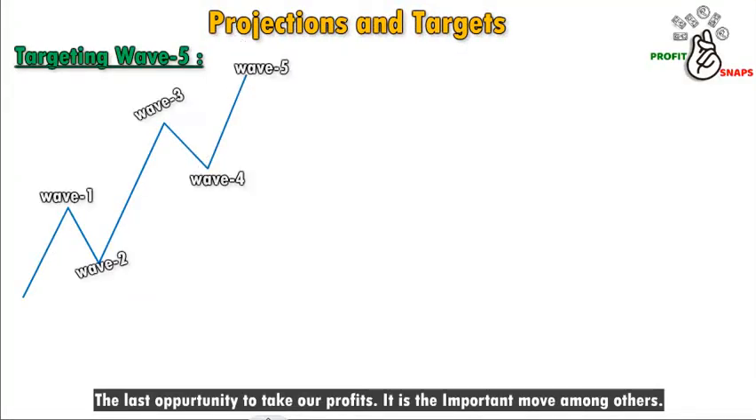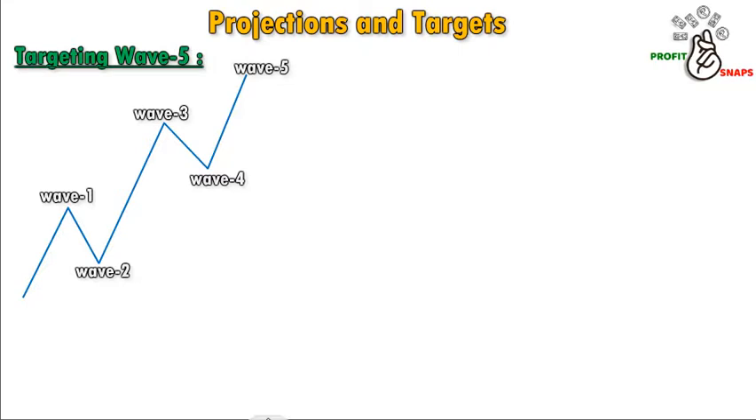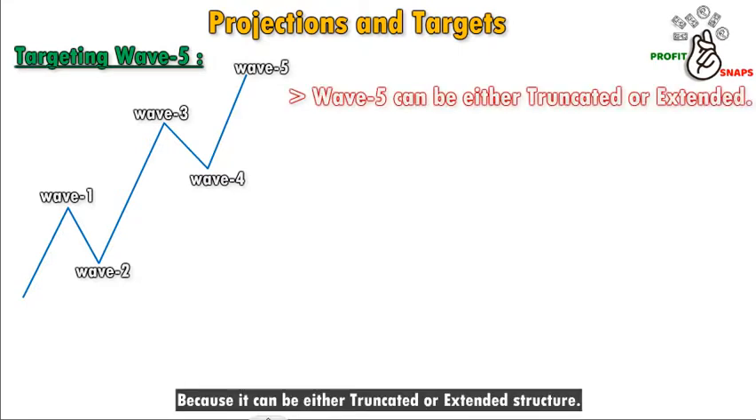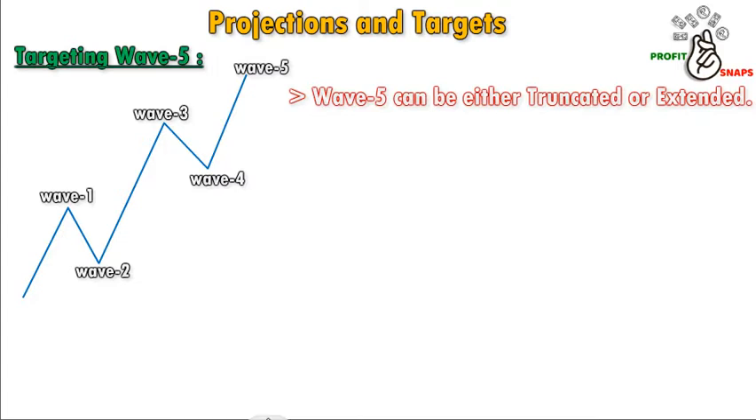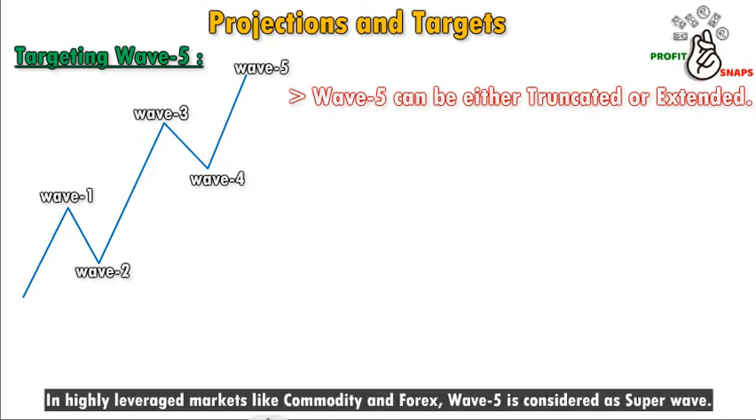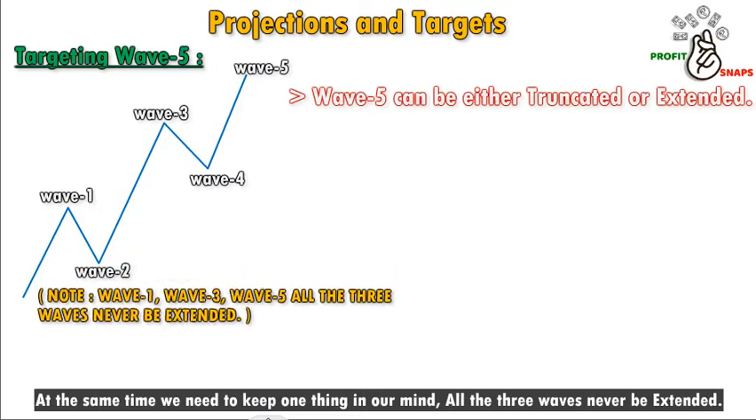Targeting wave 5. The last opportunity to take our profits. It is an important move among others, because it can be either a truncated or extended structure. In highly leveraged markets like commodity and Forex, wave 5 is considered as a super wave. At the same time, we need to keep one thing in mind: all three waves are never extended.